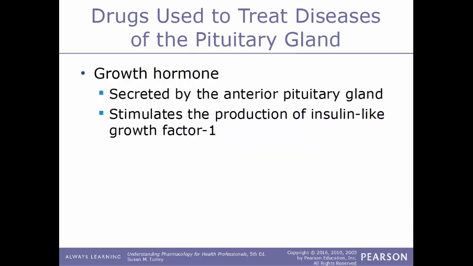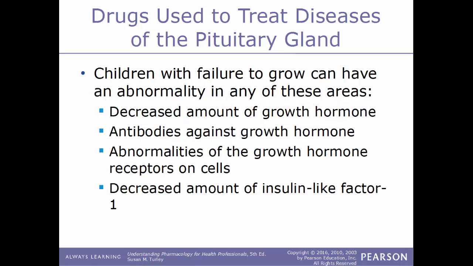Alright, now we'll talk about drugs that are used to treat diseases of the pituitary gland. One of the hormones that is secreted by the pituitary gland is growth hormone. This is secreted by the anterior lobe of the pituitary gland, and it will stimulate the production of insulin-like growth factor 1. Children with failure to grow can have an abnormality in any of these areas. It could be a decreased amount of growth hormone. It could be antibodies against growth hormone. There could be abnormalities of the growth hormone receptors within their cells, or a decreased amount of insulin-like growth factor 1.